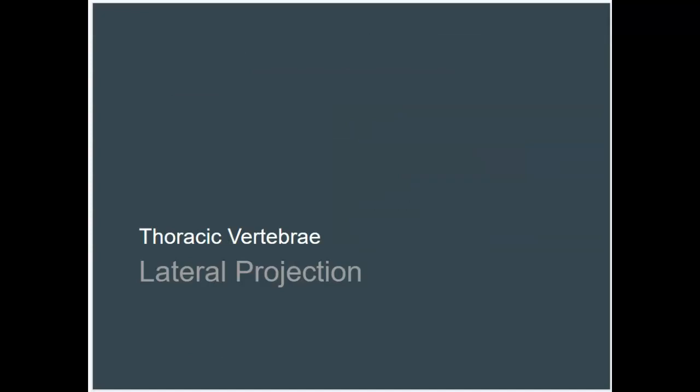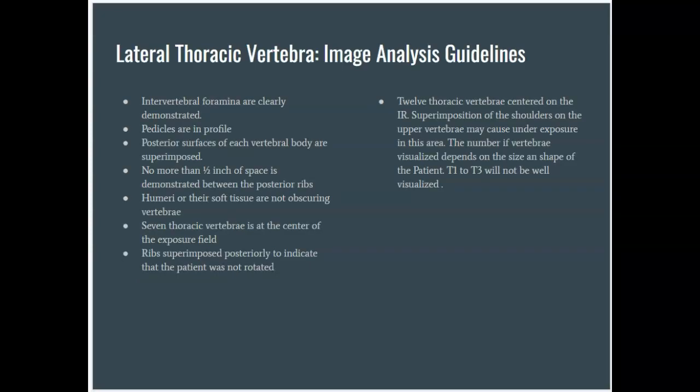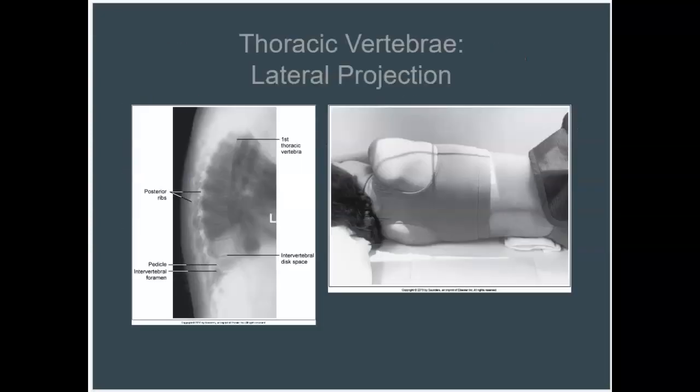Let's move on to our lateral T-spine projection. For the lateral T-spine projection, image analysis guidelines state that the intervertebral foramina should be clearly demonstrated. The pedicles should be in profile. The posterior surfaces of each vertebral body should be superimposed. No more than a ½ inch of space should be demonstrated between the posterior ribs.